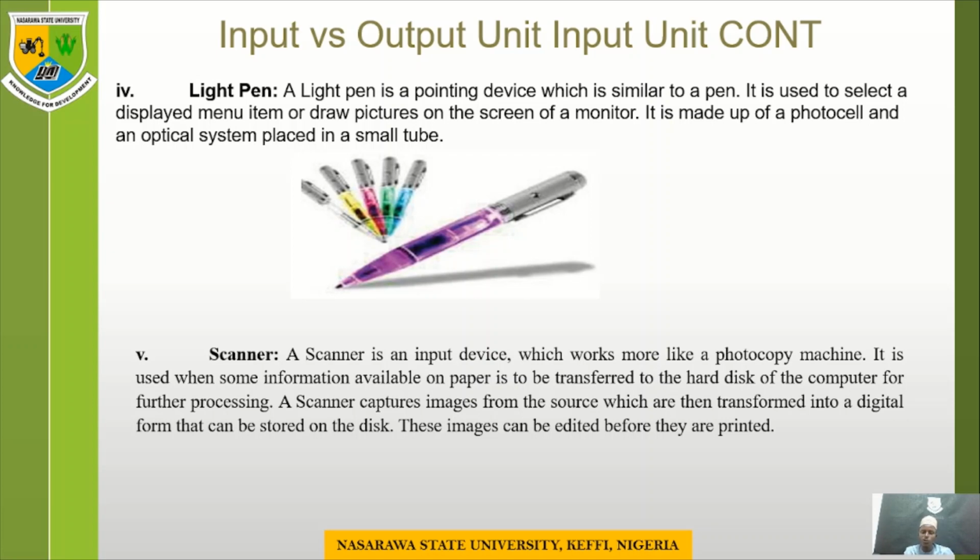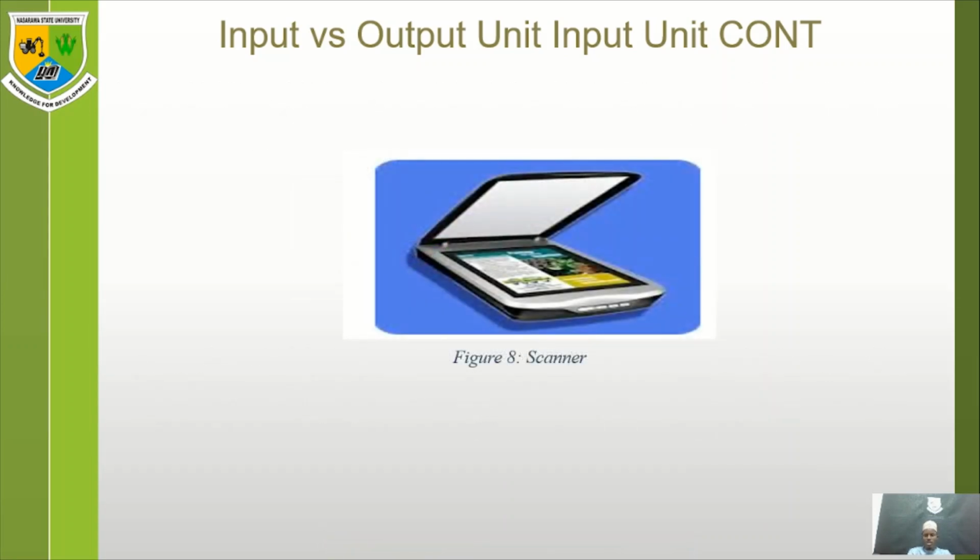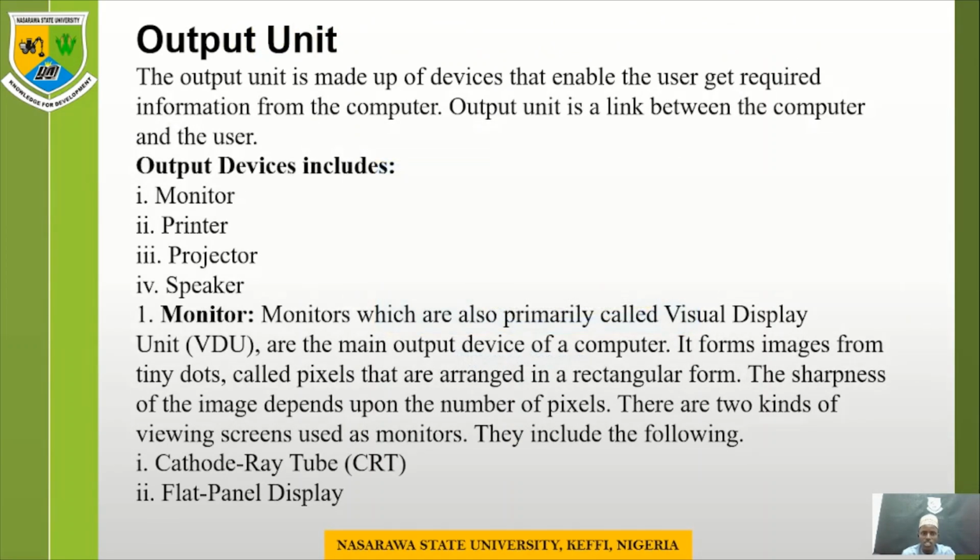A scanner captures an image from the source, which is then transformed into a digital form. The original image can be scanned and transformed into a digital form that can be stored on the disk. So you have your own document, you scan the original document, and you save it on your system. That's what we mean by stored on the disk. These images can be edited before they are printed. Yes, if you scan anything, you can edit it. So this is a typical example of a scanner, a very new scanner.